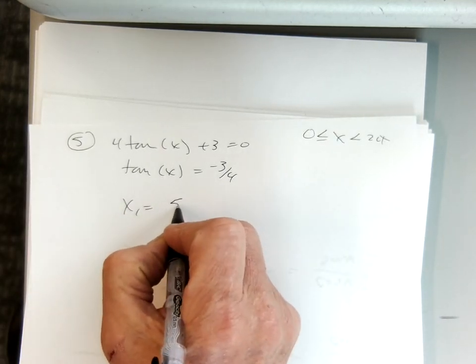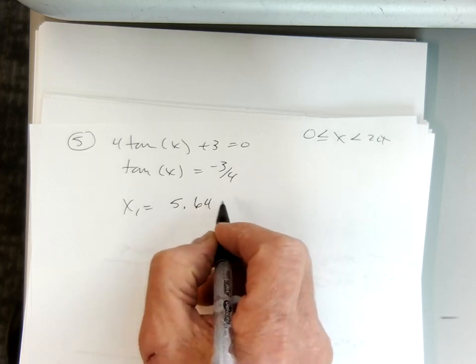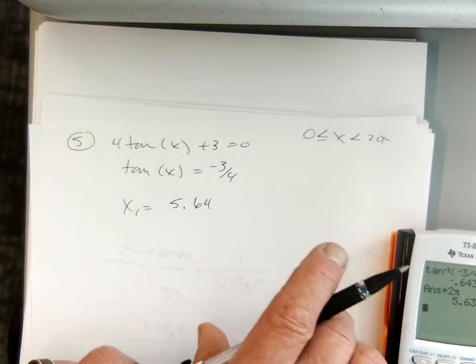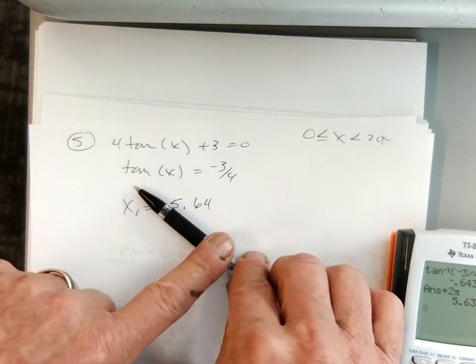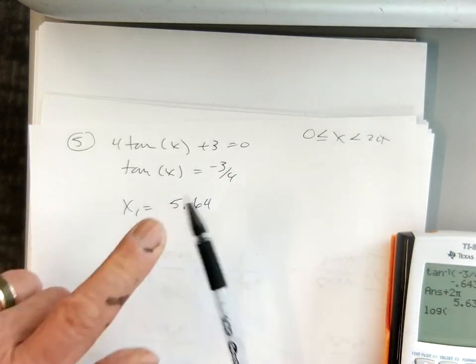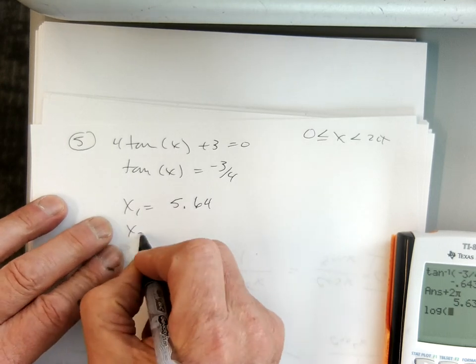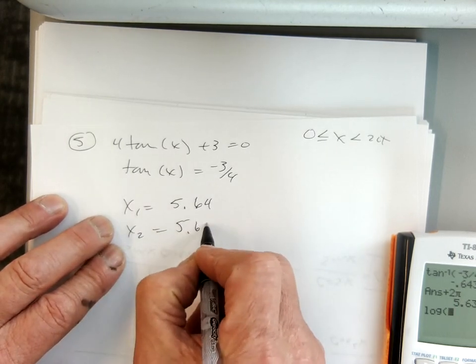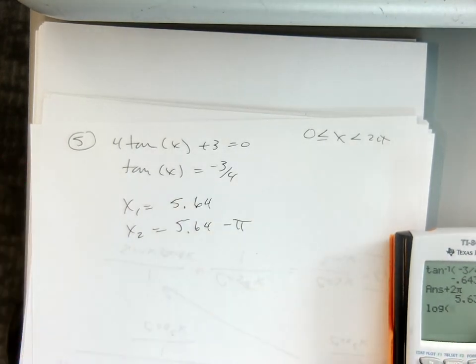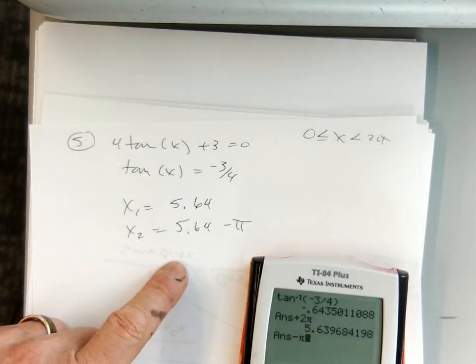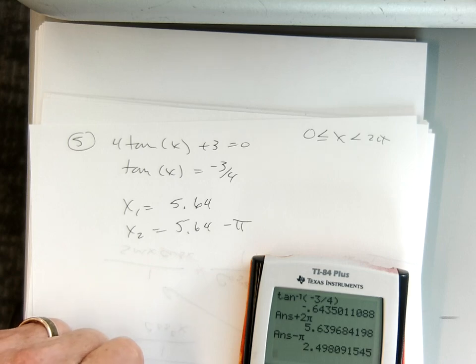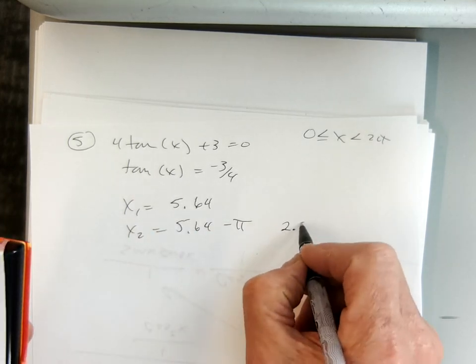x1 is 5.64. And I also know that the tangent values are 180 degrees from each other, right? One's here, one's there. It's always that way with tangent. So x2 is just going to be 5.64 minus pi, and I get about 2.5. Yeah, close enough. 2.5. There you go.